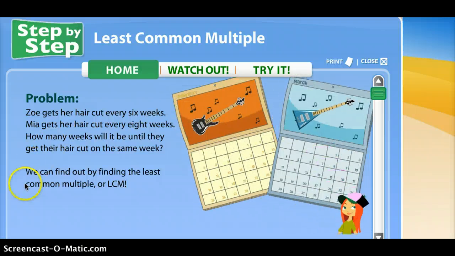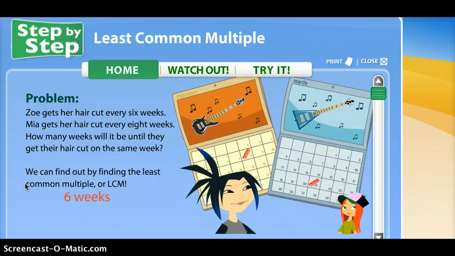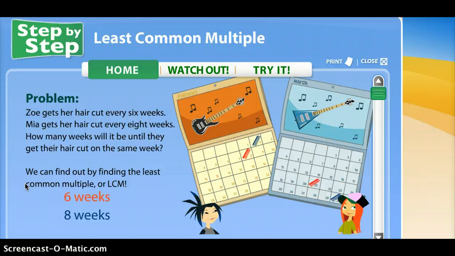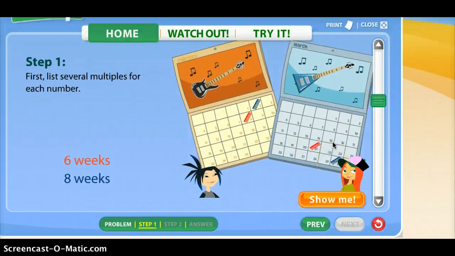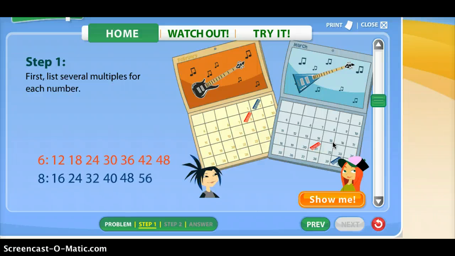Zoe gets her haircut every 6 weeks. Mia gets her haircut every 8 weeks. How many weeks will it be until they get their haircut on the same week? We can find out by finding the least common multiple, or LCM. First, list a bunch of multiples for each number.